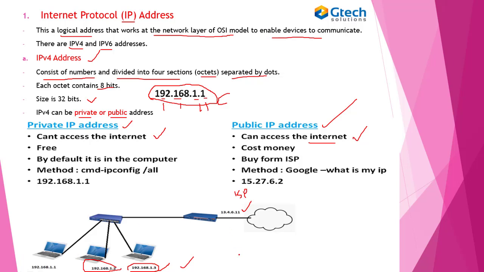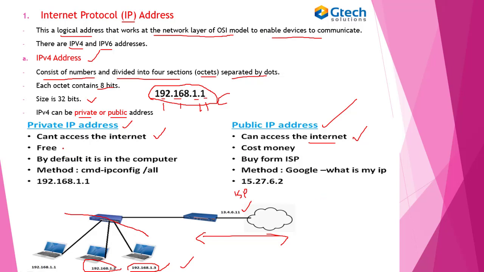So you have to understand the differences between public and private IP addresses. A private IP address can enable you to communicate within a LAN. But using a public IP address, you can communicate through the internet. You can get online, you can chat, do video conferencing, and so on and so forth.